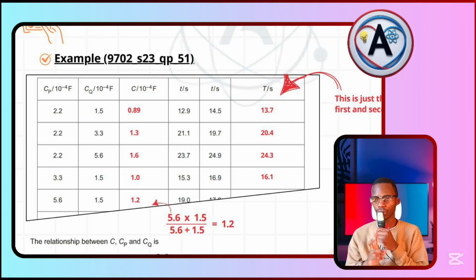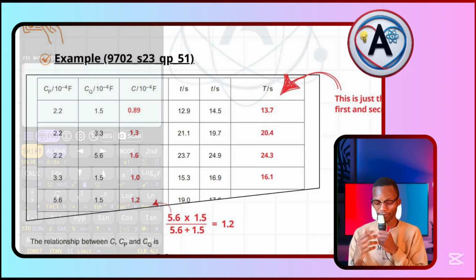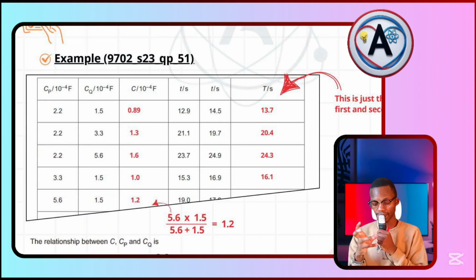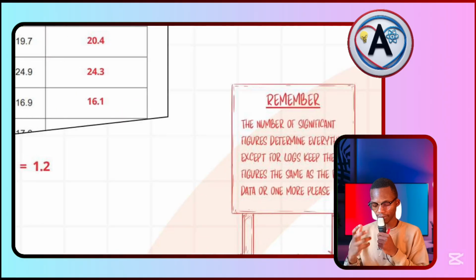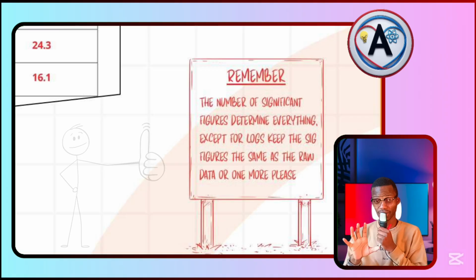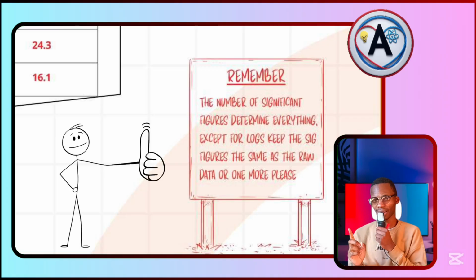For the mean time, you're just taking 2 times, adding them, dividing by 2: 13.7, add them, divide by 2, 20.4, 24.3, and 16.1. This is just the mean time, so add the first and second, divide by 2. And you see that I have 3SF because the least number of significant figures in my time is 3. So I decide to also use 3SF on that. So remember, the number of significant figures determines everything, except for logs. Keep the sig figures the same as the raw data or one more. Please, let us not get lost on this one. If you do this, you'll be ready to get this mark. And I think that's basically all that you're going to need.